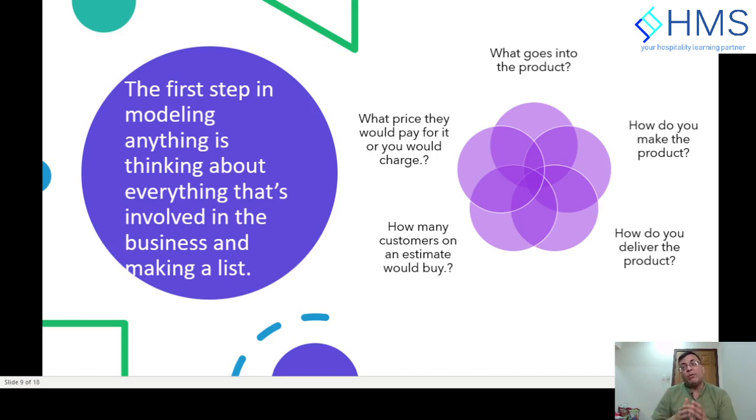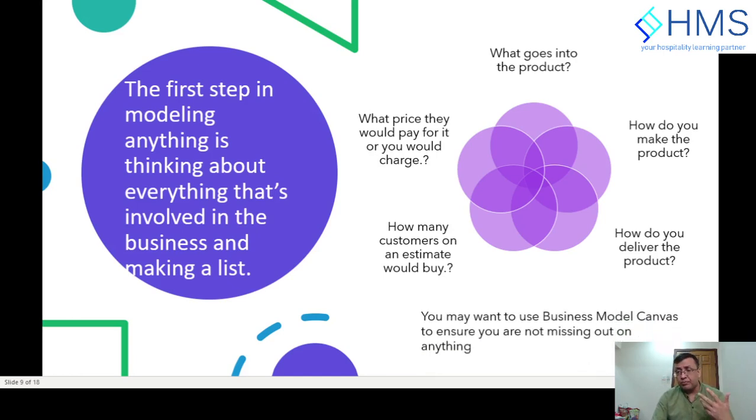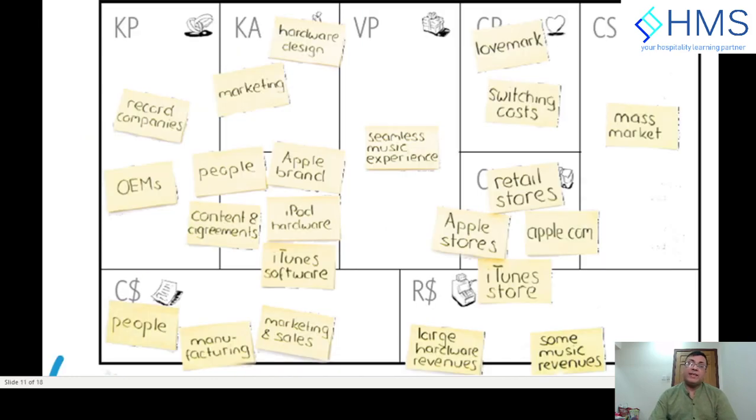To capture this, there is a template called the business model canvas, which you may want to use so that you don't miss anything. Here is an example of the business model canvas of Apple iTunes. It's from a very famous book, Business Model Generation. I have a separate course on the business model canvas, which you can take if you wish, and I will provide you the link. Basically, it's a nine-block canvas where you identify how you're going to run your business.